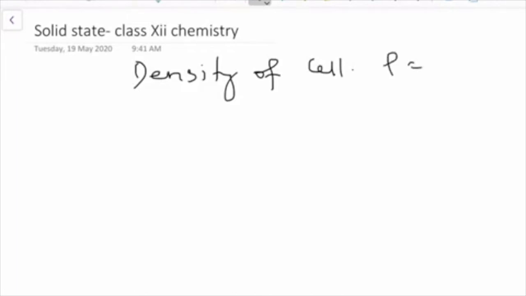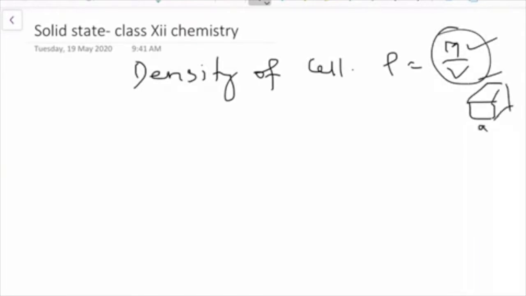mass by volume, and if I take density as rho, rho is equal to mass by volume. But for a unit cell, considering that our unit cell is cubical, if the side of the cube is a, all three sides are a, so the volume of a cube is a cube.